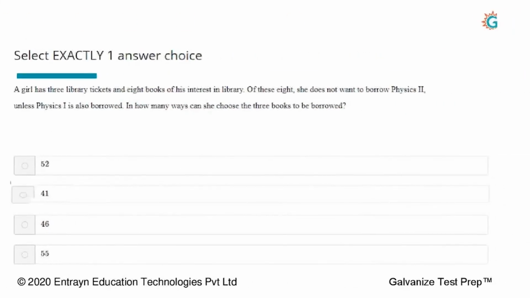Again, this is an MCQ. A girl has 3 library tickets and 8 books of his interest in the library. Of these 8, she does not want to borrow Physics 2 unless Physics 1 is also borrowed. In how many ways can she choose the 3 books to be borrowed? This is a little above medium level question. Not a hard question though. A little long time for you to think more, understand, and then solve this problem.